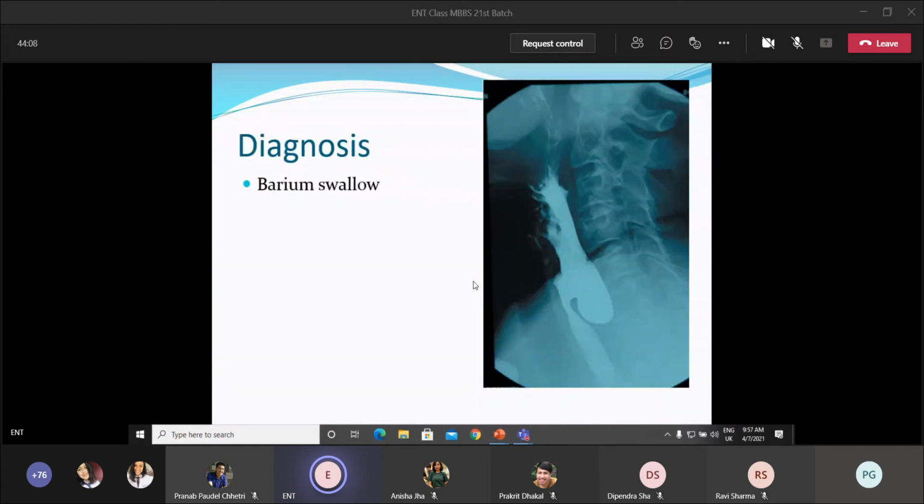So diagnosis is often made by barium swallow. So on your right side you can see a radiographic image following barium swallow, and you can see that the lining of esophagus is narrowed and there is another diverticulum or outpouching seen at the region of around the sixth, seventh cervical vertebra. So that is Zenker's diverticulum.